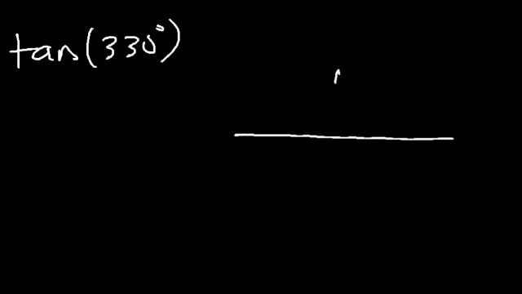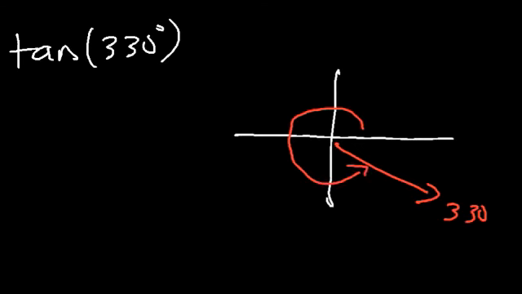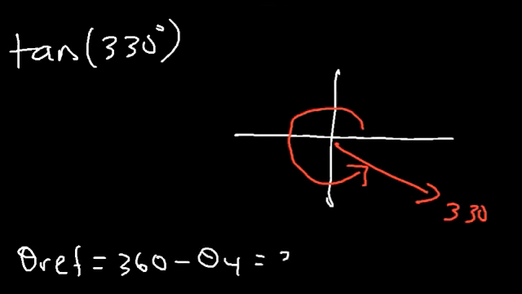So try this one. Tangent of 330. What's tangent of 330? Now, tangent is y over x, or it's also opposite over adjacent. But let's draw it. So 330 is going to be somewhere over here. So this entire angle is 330 degrees. Now the reference angle in quadrant 4 is 360 minus the angle in quadrant 4. And the angle is 330, so therefore we have a reference angle of 30 degrees.